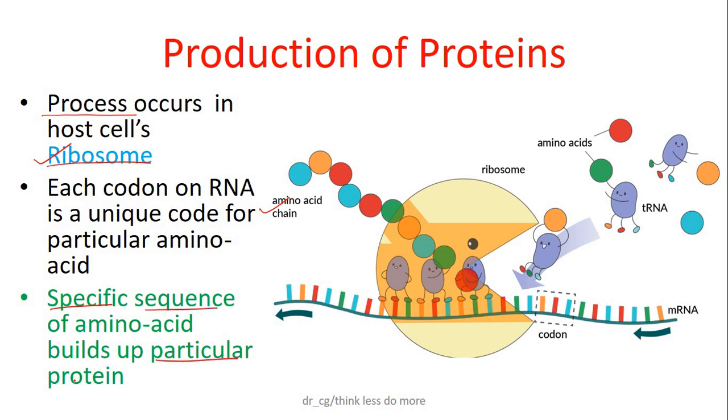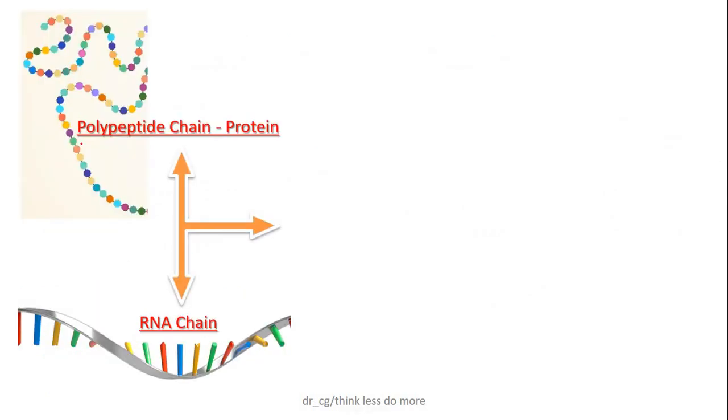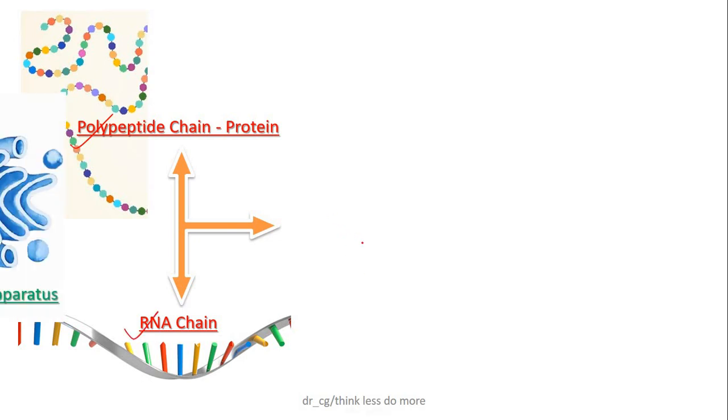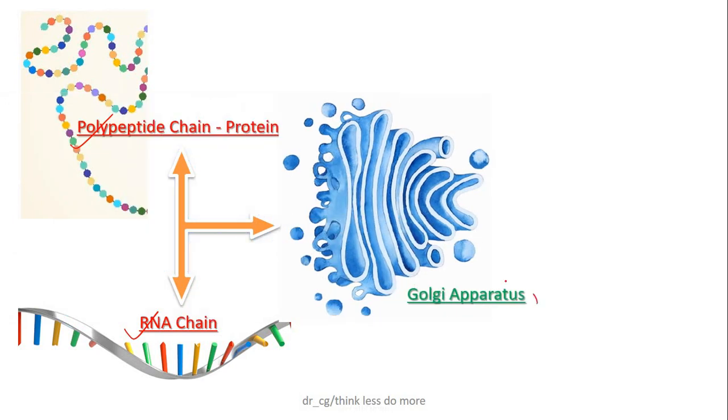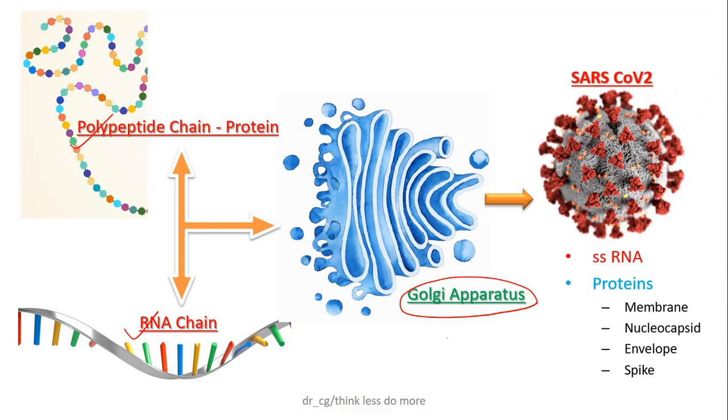Now we have enough polypeptide chains, enough proteins, and enough copies of RNA. With all this, one organelle named the Golgi apparatus comes into action and does proper packaging of all these ready-made products and makes new viruses ready to go outside the cell.